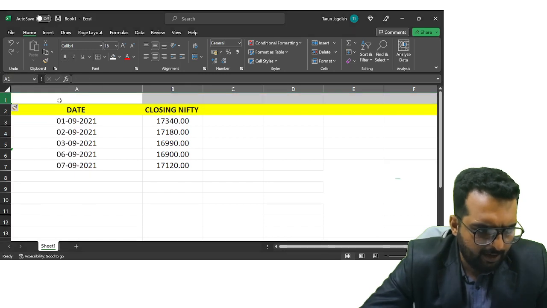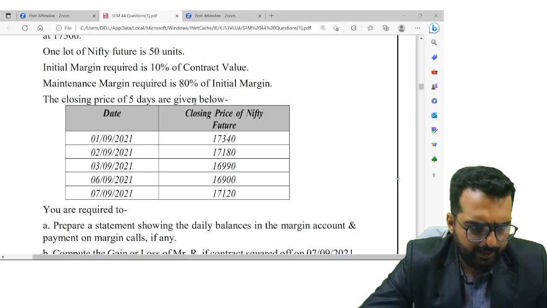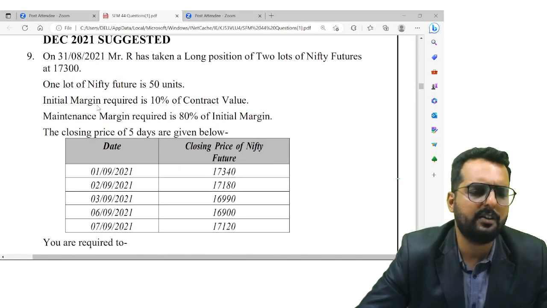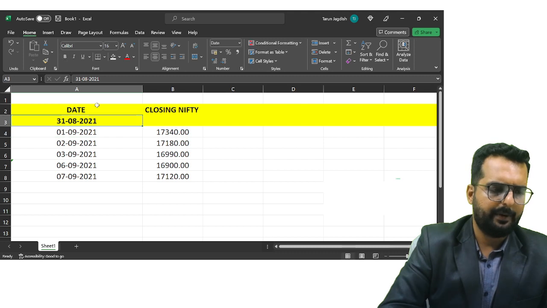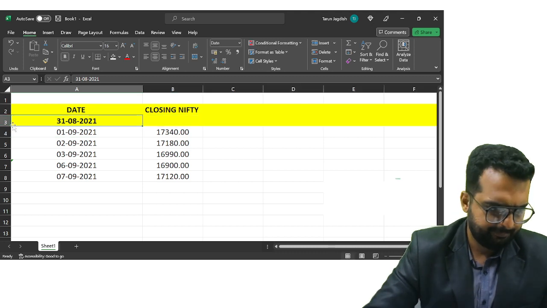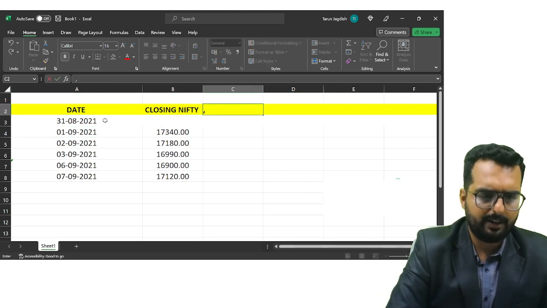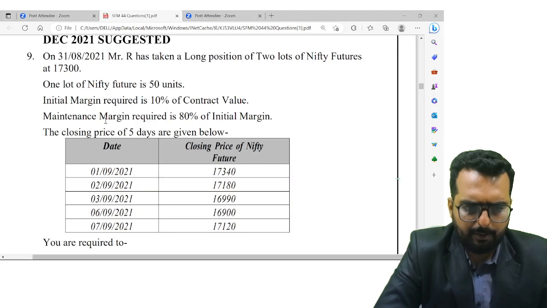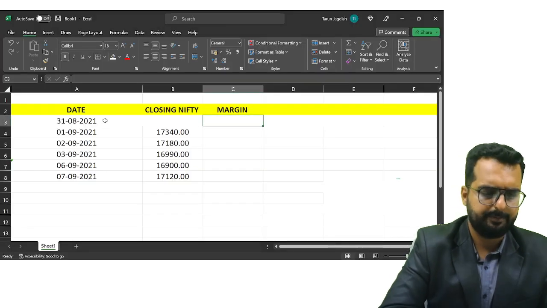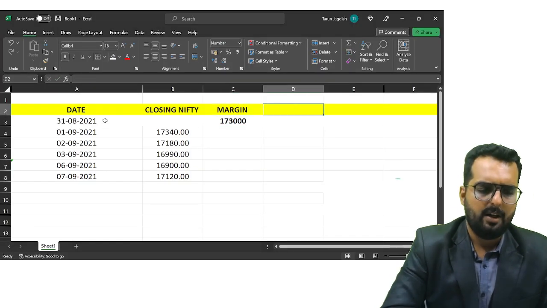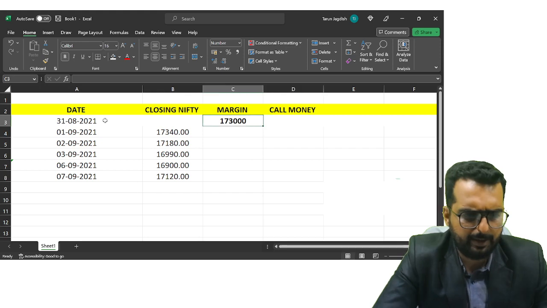Okay, we also have the initial margin balance. So I'll just do one thing. First September they are starting off is what I believe, correct? Or have they given any date before that? 31st August they are starting off. 31st August 2021. Okay. On this date, we are starting off with a margin balance of the opening margin. How much is the opening margin they have told over here, friends? I think we found out the answer over here, right? How much was it? 1,73,000. Okay. Now, we'll start with the opening margin, and if the margin goes below the maintenance margin, we will have to go for the call money. Everybody clear with this part?